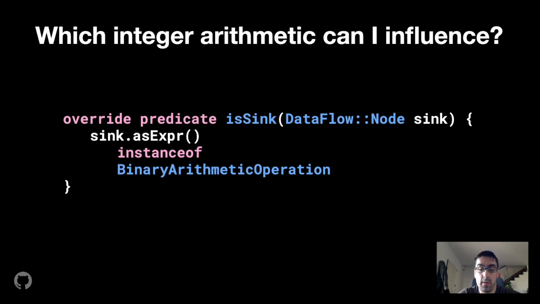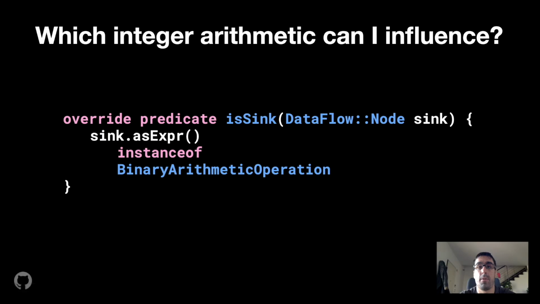A sink is a place in the code where something security relevant may happen if tainted data reaches it. One example of that is when we can influence the result of arithmetic operations. This of course depends on what the application does with the operations, but we will see later that we can further improve this predicate. In this case, we can see that we have overridden the isSync predicate, and we are checking for the expression to be an instance of a binary arithmetic operation.